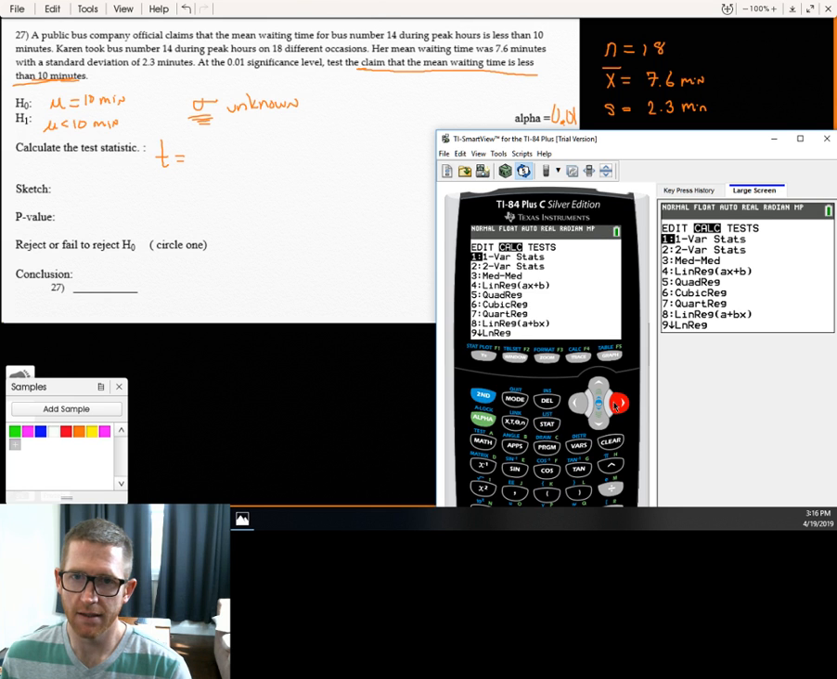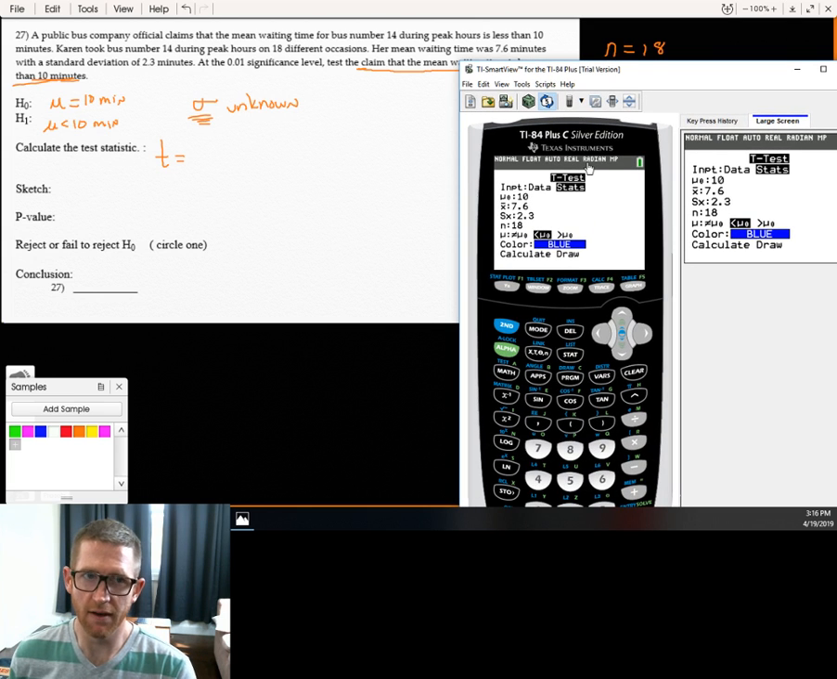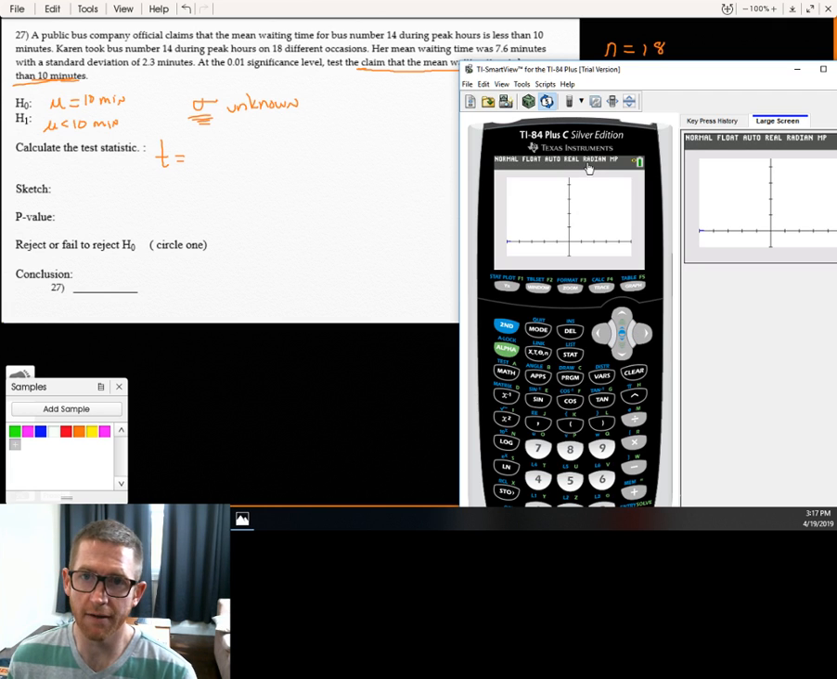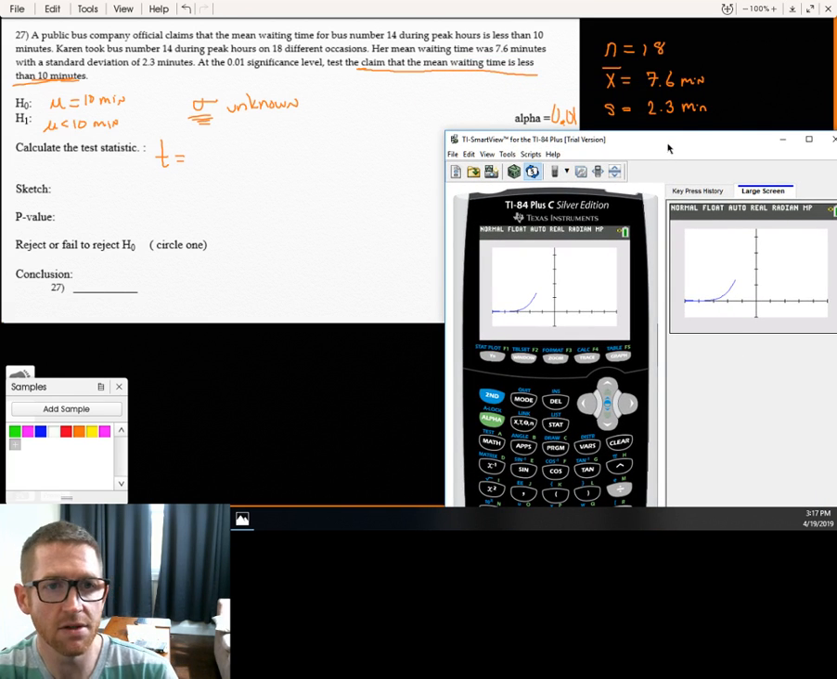Go down to t-test. Input all of these specific values: the mean value of 10, the sample mean of 7.6, the sample standard deviation of 2.3, and 18 as the sample size, and we are testing less than 10 minutes. I'm actually going to draw this to see what it might look like. These values are relatively small, so it might take a little time to sketch. But regardless, it's going to look like a t distribution, which is almost normal.